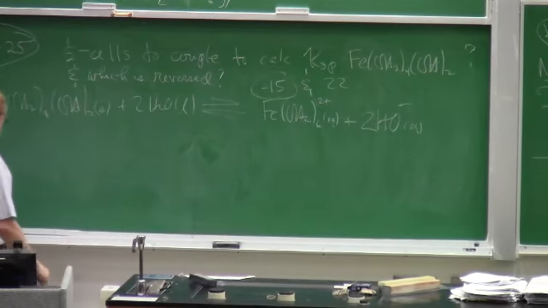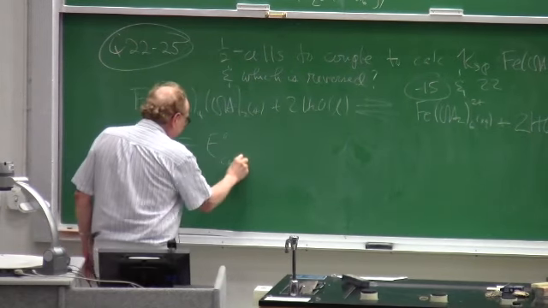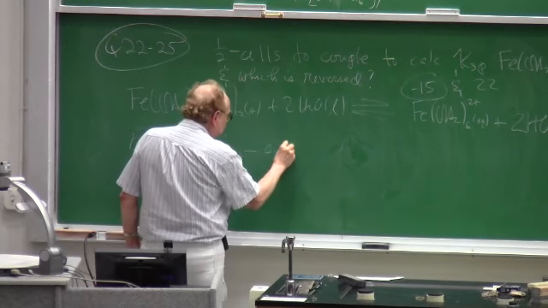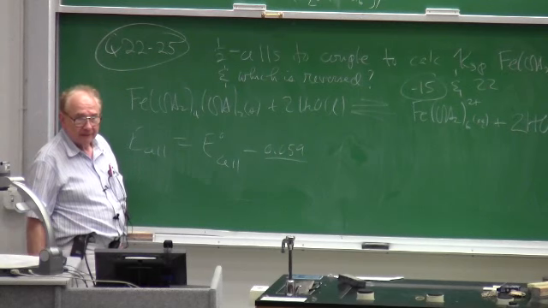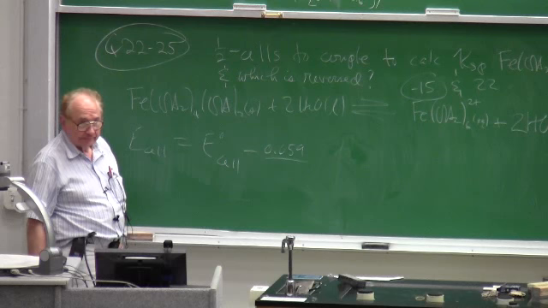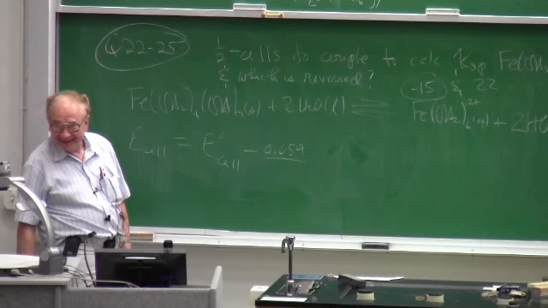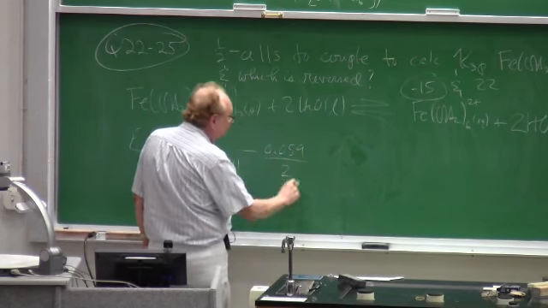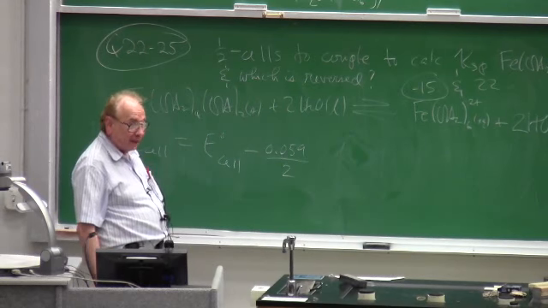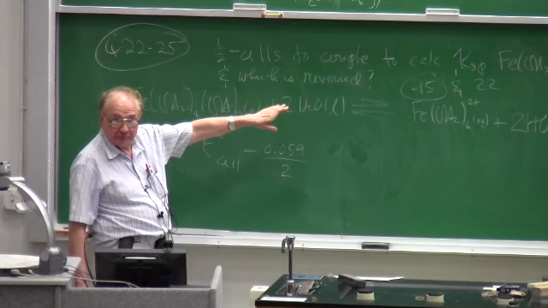And now we go to Nernst. E cell equals E0 cell minus 0.059 over n. What's n? I'm listening, because you see, this is not a redox reaction. How about that? What's n? 2? Because in 15 and 22, you've got 2 moles of electrons transferred for each, right?